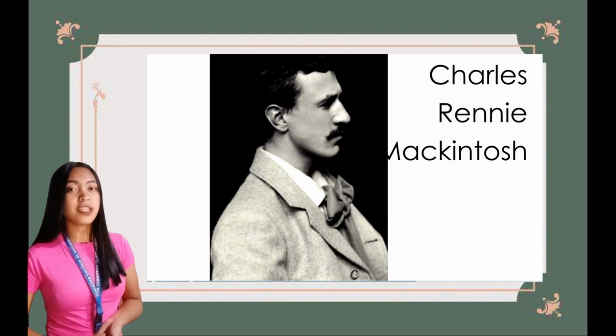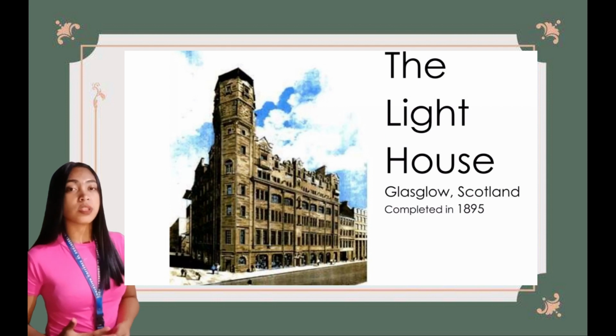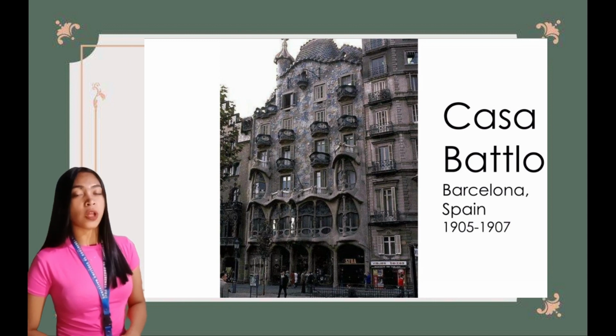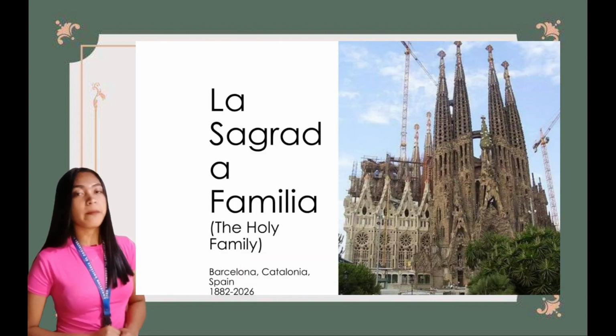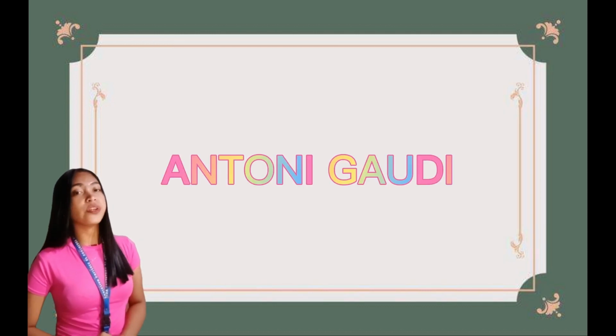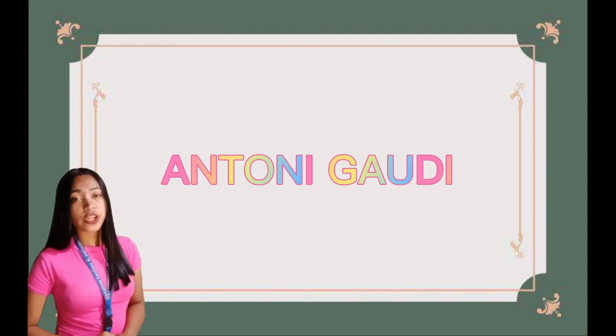Charles Rennie Mackintosh, a Scottish architect, designer, watercolorist, and artist. His famous building design is the Lighthouse in Glasgow, Scotland. The Casa Batlló in Barcelona, Spain, the La Sagrada Familia, and the Parque Güell are some of the famous designs of Antoni Gaudí, a Catalan architect from Spain known as the greatest exponent of Catalan modernism.